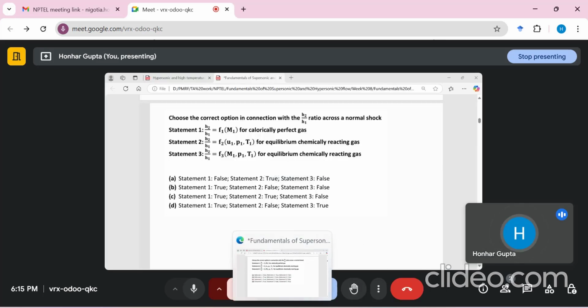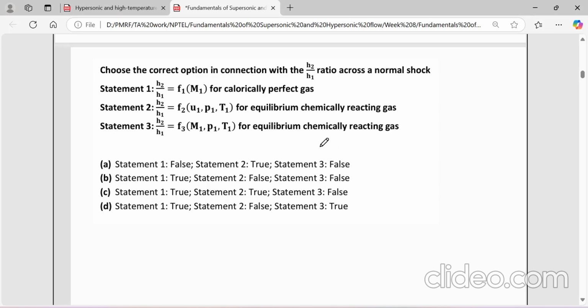Now we will see another problem. Choose the correct option in connection with the h2 upon h1 ratio across the normal shock. Statement 1: h2 upon h1 equals a function of M1 for calorically perfect gas. Statement 2: h2 upon h1 equals a function of u1, p1, T1 for equilibrium chemically reacting gas. Statement 3: h2 upon h1 equals a function of M1, p1 and T1 for equilibrium chemically reacting gas.